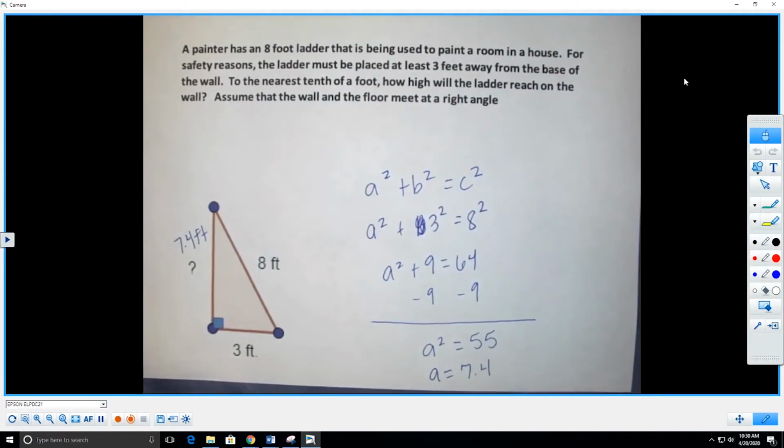Let's move this up one more level and see what the Pythagorean theorem looks like in 3 dimensions. I'll read the problem out loud and you follow along and sketch the model.